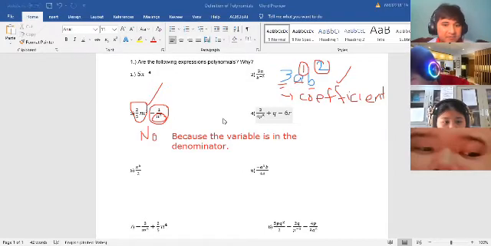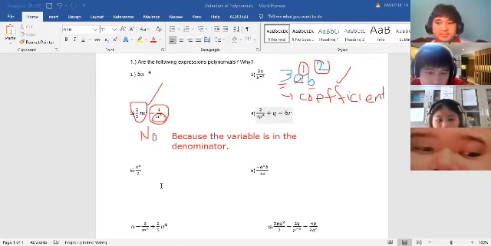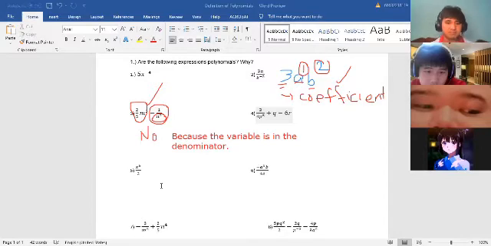Number 5. Very good, Modem. Is this a polynomial, Modem? No. Are you sure? X cubed is up, not below. It's in the numerator. Yes.